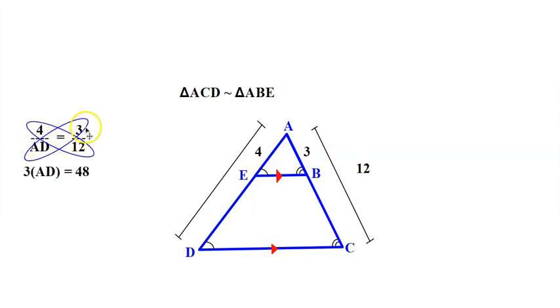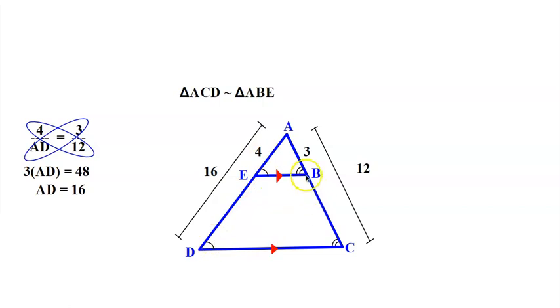And we're going to solve this using the cross products, right? Little butterfly method. So 3 times whatever AD is equals 4 times 12, so 4 times 12 is 48, and then we're just going to multiply that out. Divide both sides by 3, and AD equals 16, so that's 16. Easy peasy, right? Not a big deal. But let's look at something else.